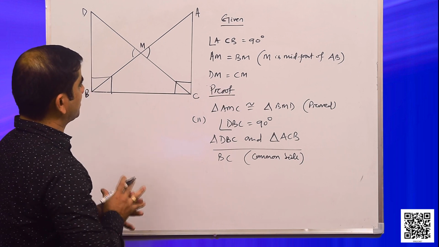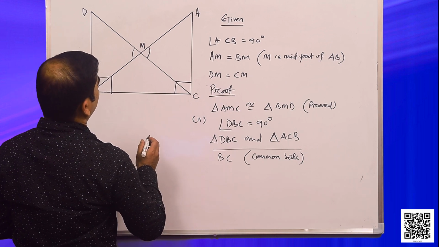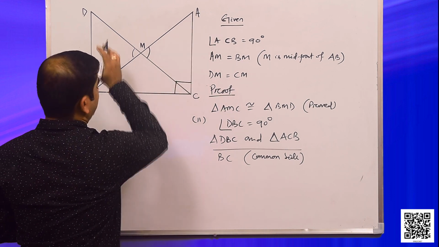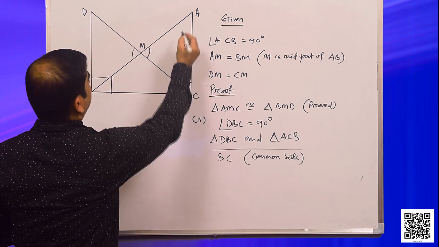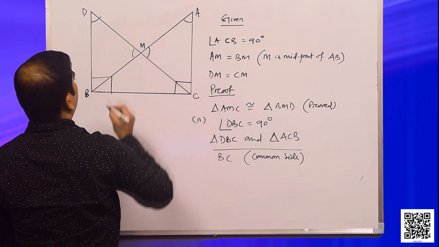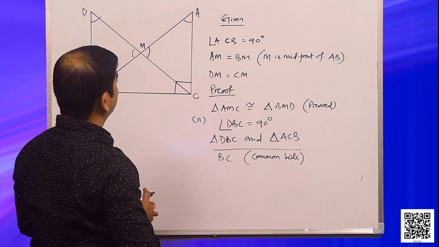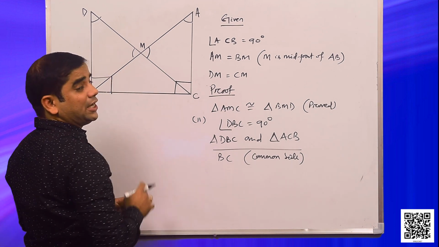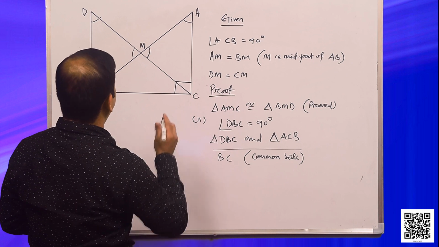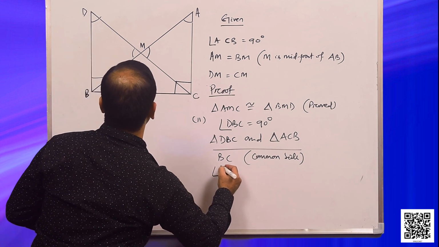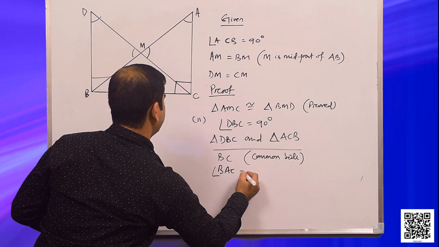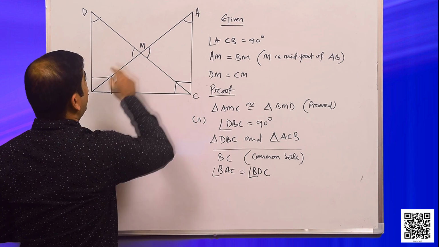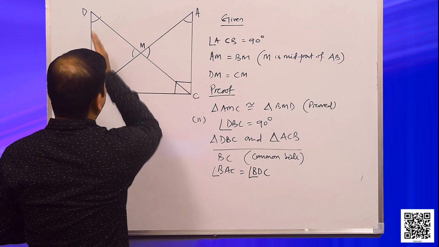Fine. BC is common side. Now, let us concentrate on angle BAC and angle CDB. You can clearly see that these two angles are the corresponding angles of triangle DBM and triangle AMC, which are congruent. So we can say that angle BAC is equal to angle BDC.